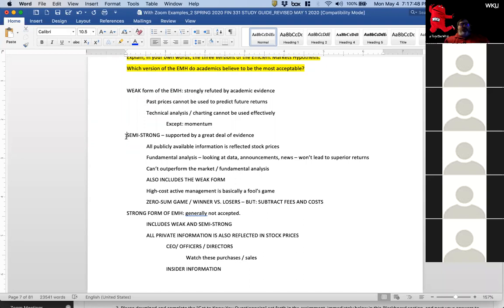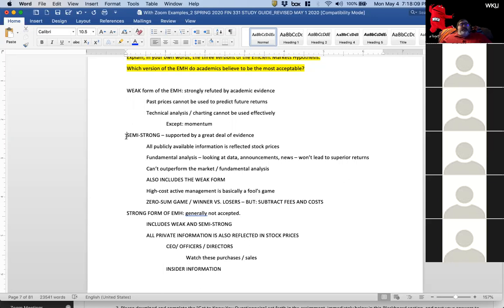We actually have a course in which you take 400 different data points from financial statements, and you use those data points to try to predict what the future of the stock will be. That's called quantitative analysis. We actually have a course on that here at WKU.